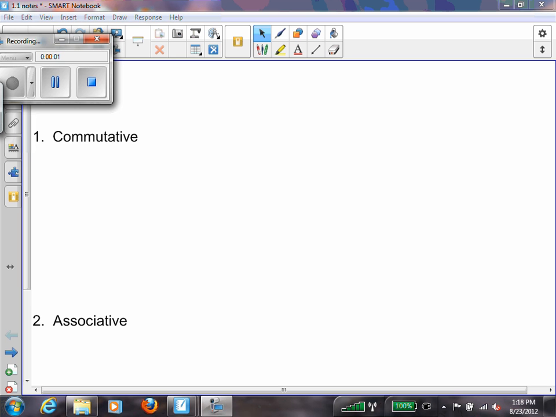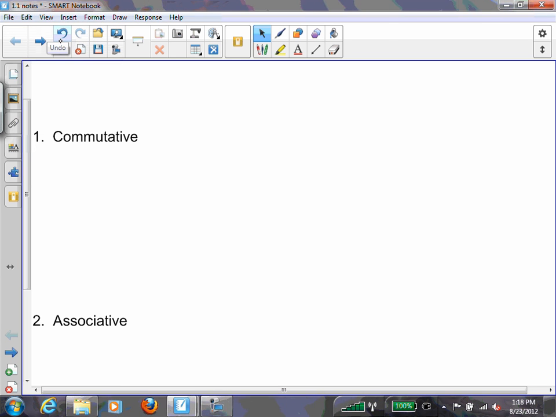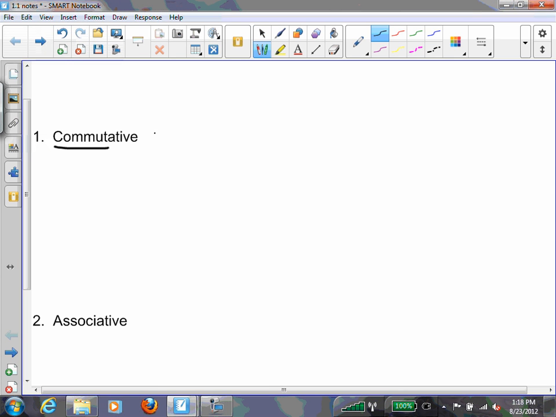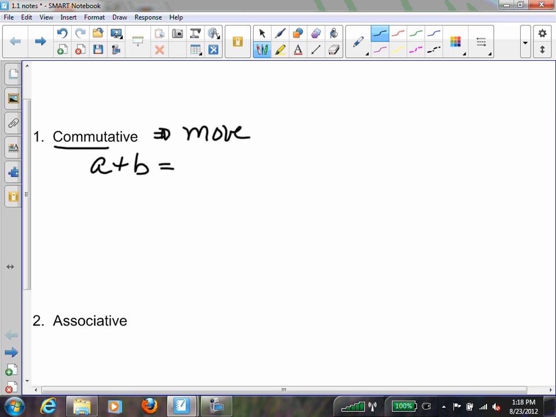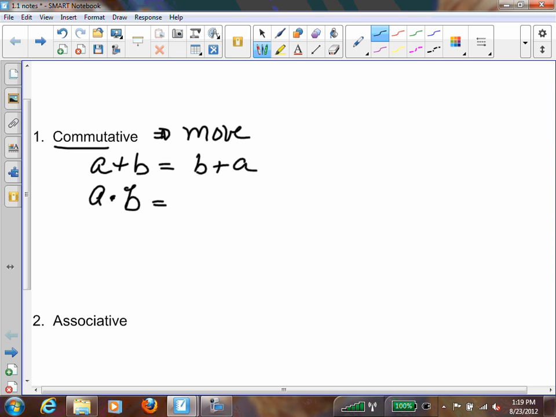Okay, so the root to commutative, Emma said, was to commute. And to commute means to what? Or move. Correct? So we can say A plus B is equal to B plus A. We're just going to flip the order. I can say A times B is equal to B times A, yeah, we're just moving it.